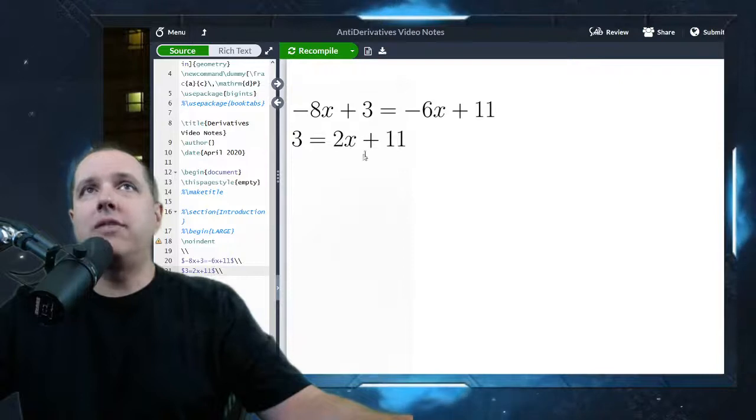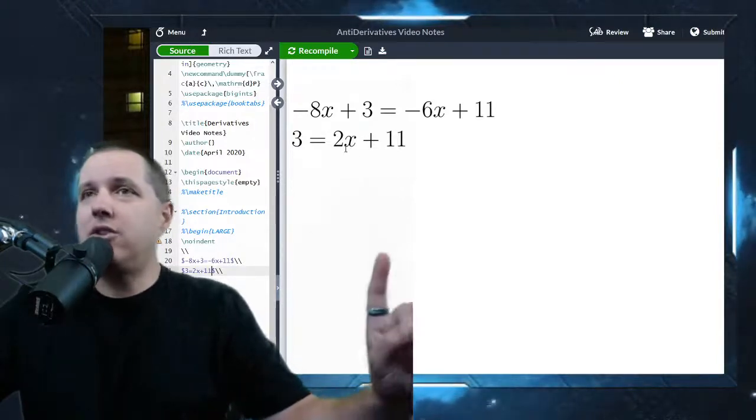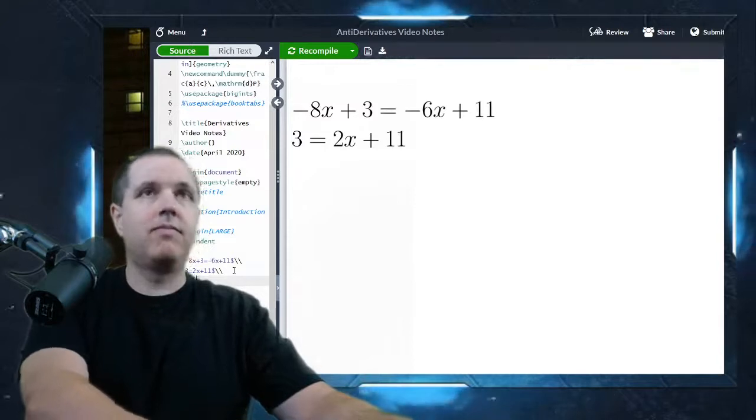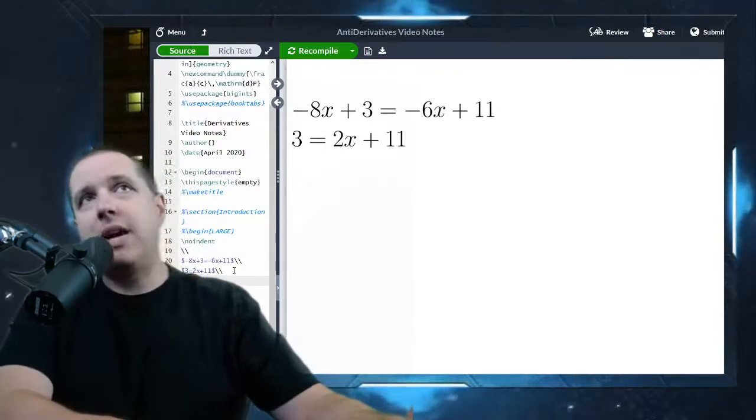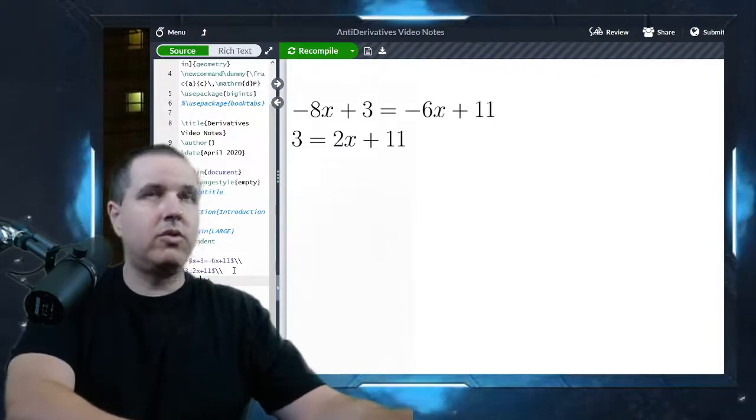Okay, so it looks like I've decided then to get my variable term on the right. That means that my constant should be on the left. So now I'm going to subtract 11 from both sides. So 3 minus 11 is negative 8 equals 2x.